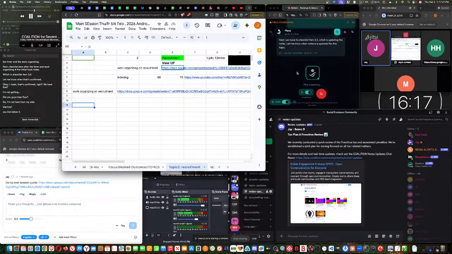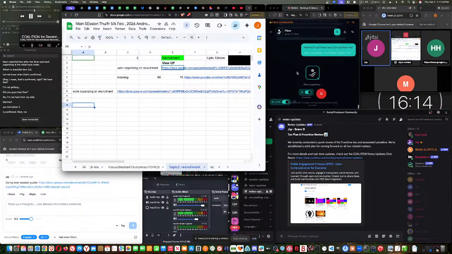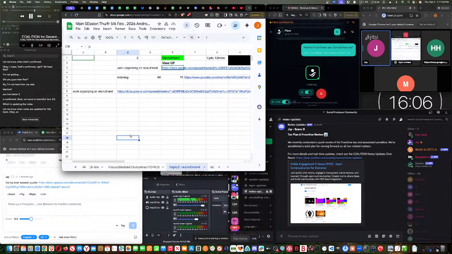Checklist item 3.4, initial topic index, is confirmed. Next, we move to checklist item 3.5, which is updating the notes. Let me know when notes are updated for this topic. Okay, so I think we're just ready to get into the topic then, because we have the work organizing, the indexing, and the timer going, so I think we're good.